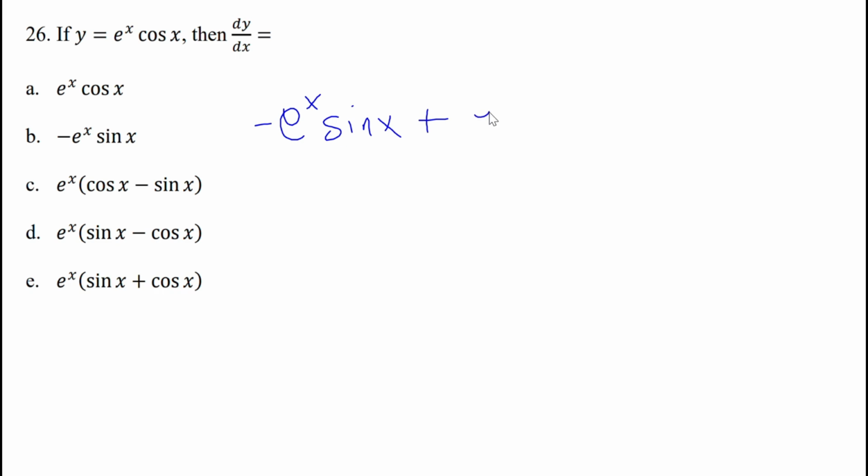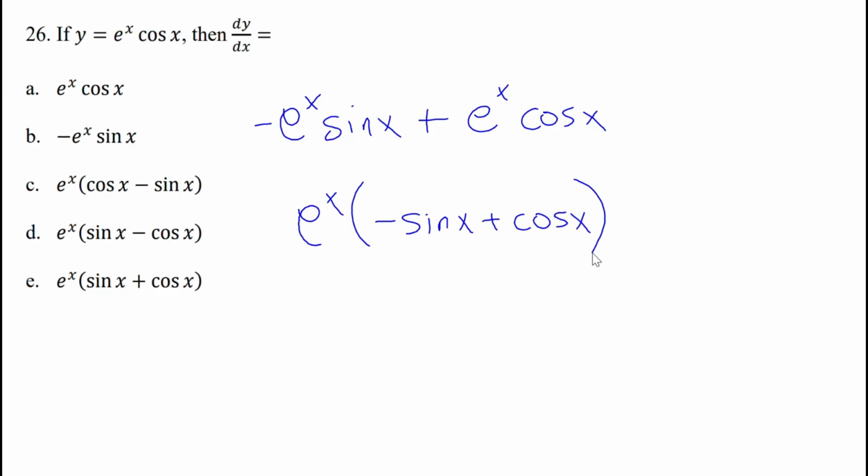the derivative of our first, which is e to the x, times our second, so cosine x times e to the x. And looks like we need to factor the e to the x out of this to get our final answer. We have e to the x times negative sine x plus cosine x. They've got it written with those flipped, cosine x minus sine x, but that's fine. That's option C.